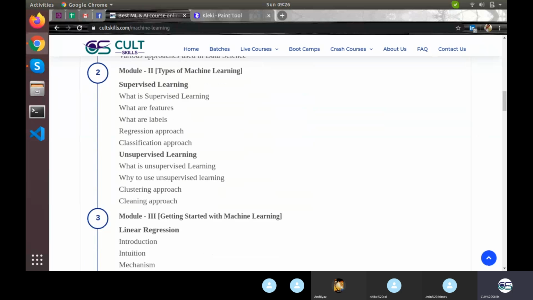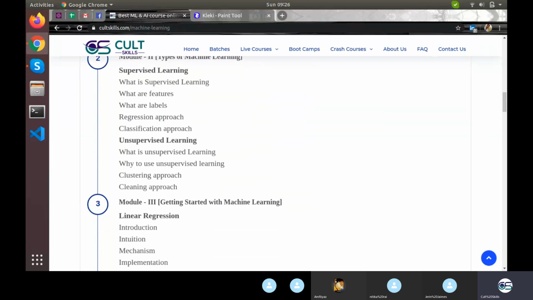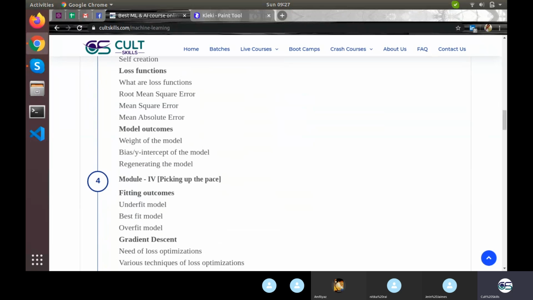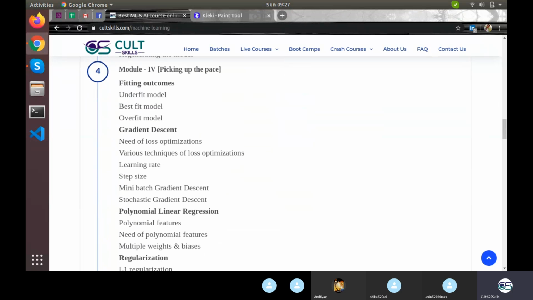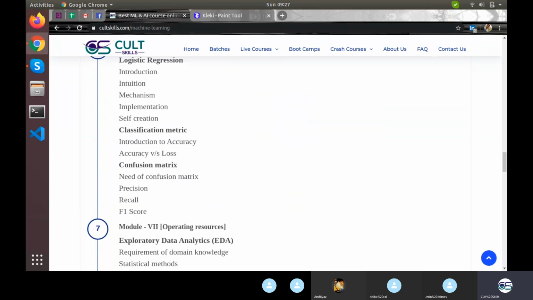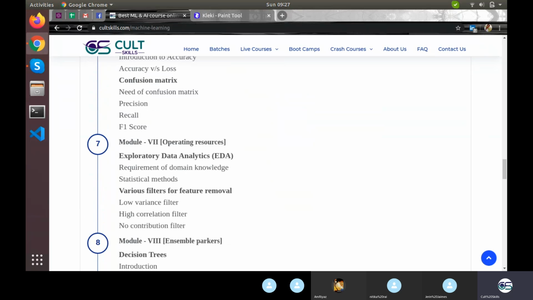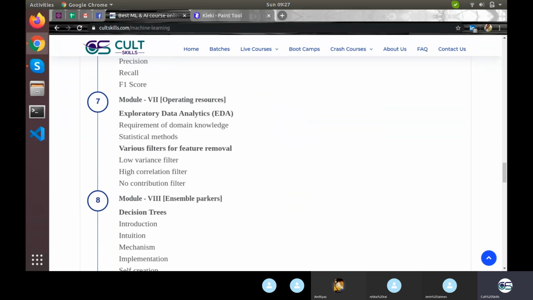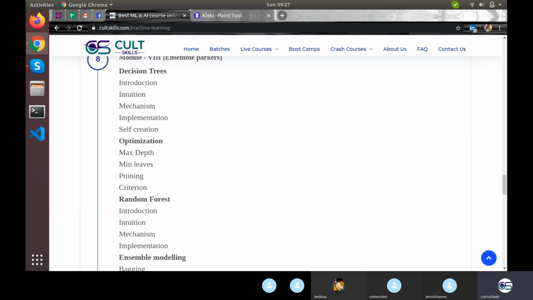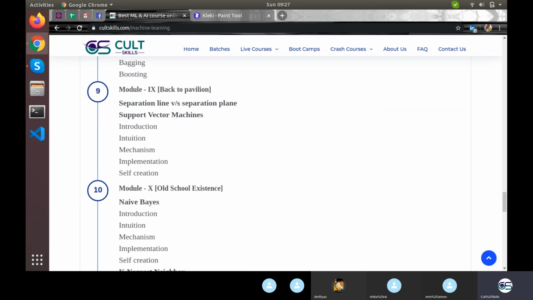into this we talked about supervised, unsupervised, and basic introduction. Module 3, linear regression, loss function, model outcomes. Modules 4, 5, and 6 covered logistic regression and a few metrics, such as the confusion matrix. Module 7 was about EDA and variance filters. Module 8 is yet to be done. Then Module 9 we have done.